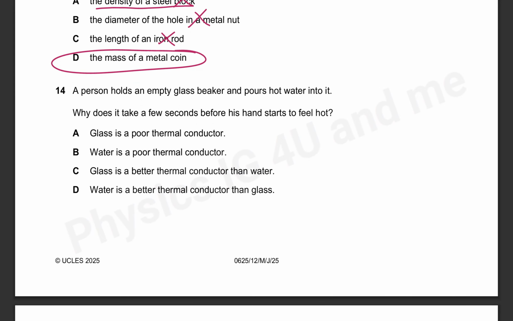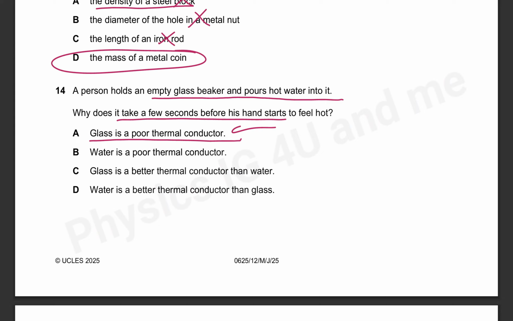Question 14 says, a person holds an empty glass beaker and pours hot water into it. Why does it take a few seconds before his hand starts to feel hot? In general, glass is a poor conductor. We call it an insulator, right? Glass is a poor thermal conductor. This is correct. Let's see B.